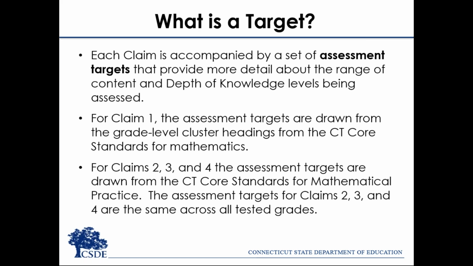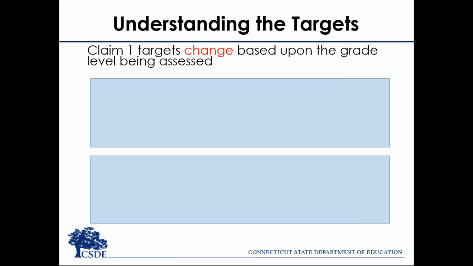Claims 2, 3, and 4 are drawn from the Connecticut Core Standards for Mathematical Practice. The Standards for Math Practice are another shift that these standards require, and they are in fact assessed on this assessment. So let's take a look at the Claim 1 targets.